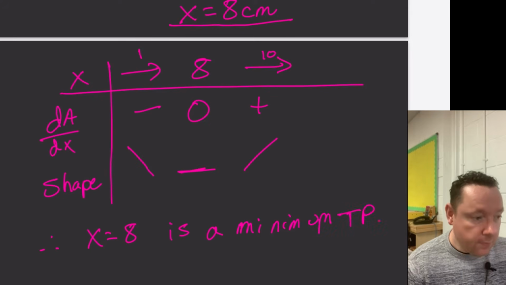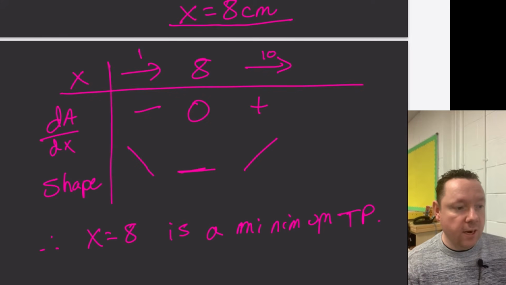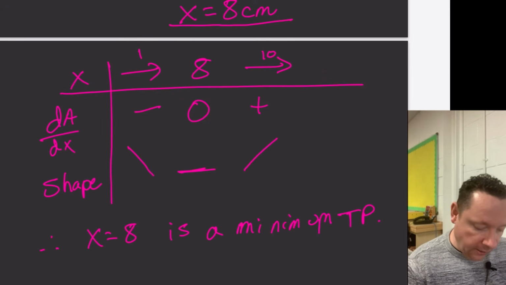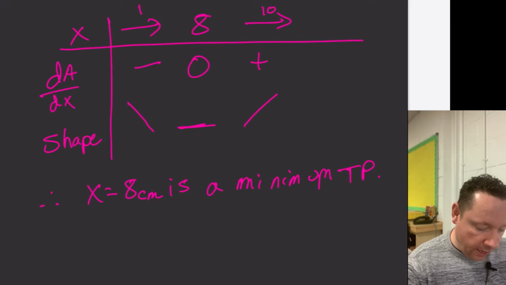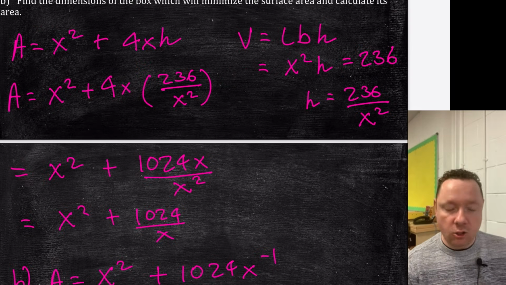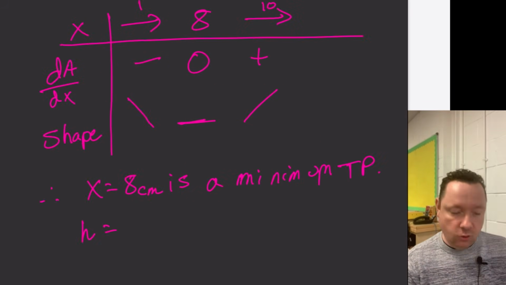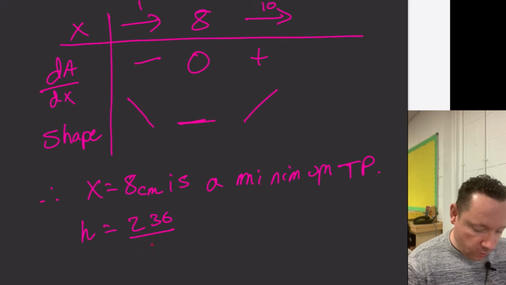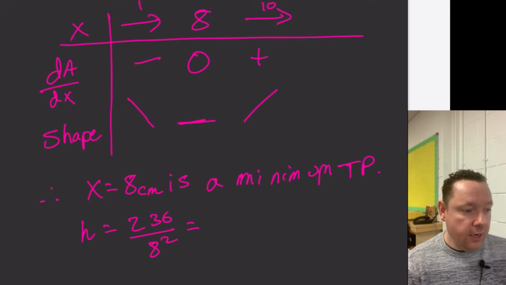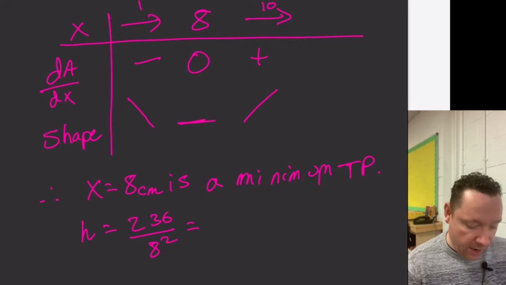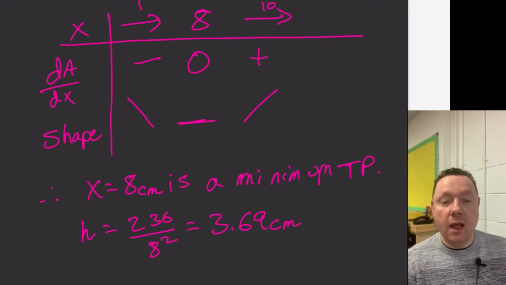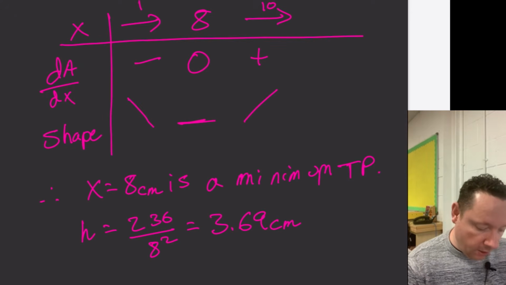turning point. And then the question was, find the dimensions of the box that minimise the surface area and calculate the area. So x equals 8 is one, but we need to work out the height because we want the whole dimensions of the box. So we had an expression for the height, remember, way back up here, 236 over x squared. So our height equals 236 over 8 squared, which is 64. 236 divided by 64, just using a calculator, you get 3.6875, so 3.69 centimetres.